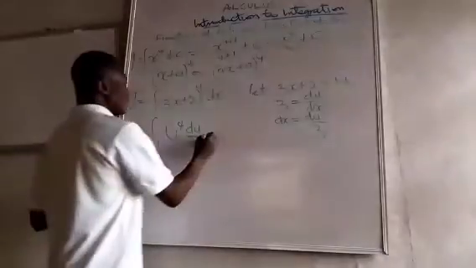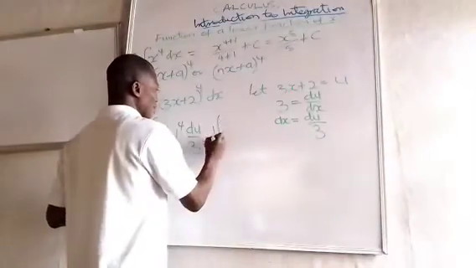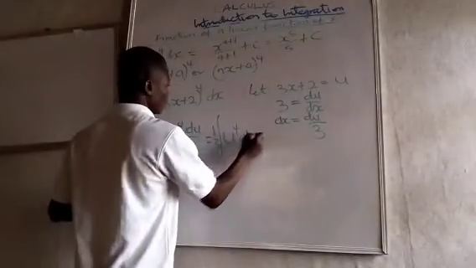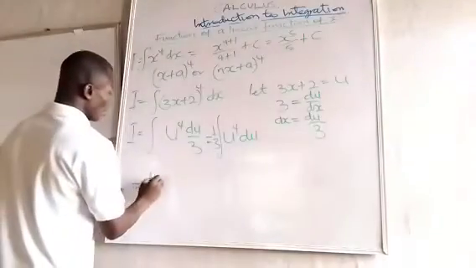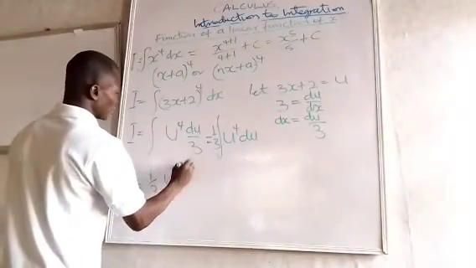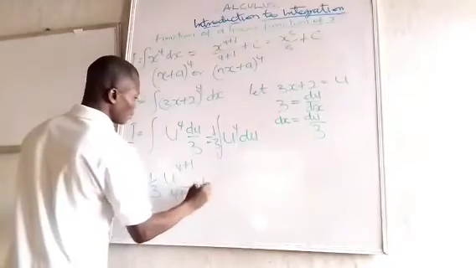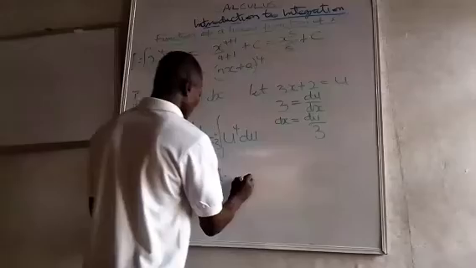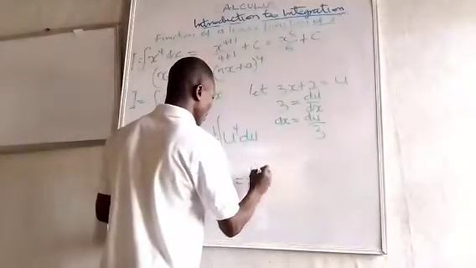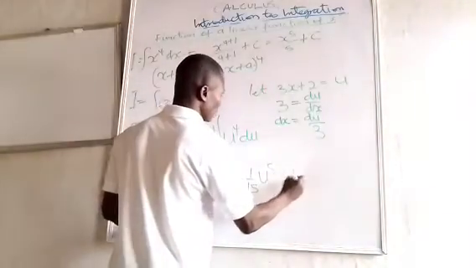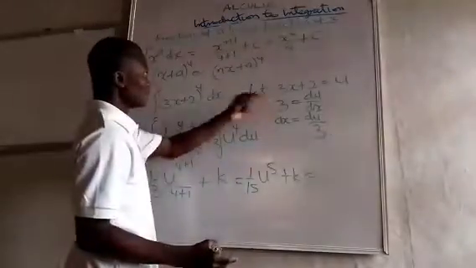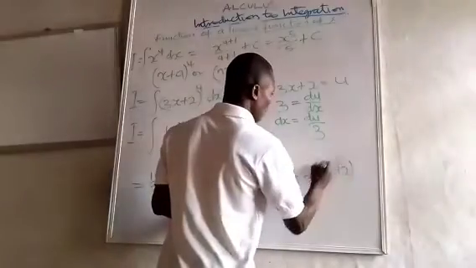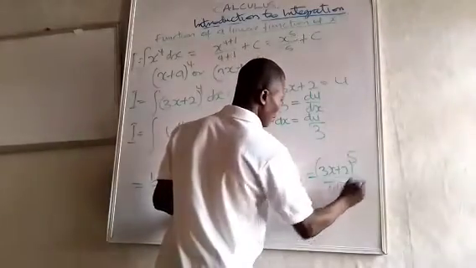Now, to make it easy, I can make it like this: 1 over 3 u raised to the power 4 du. So it's going to now be equal to 1 over 3 u raised to the power 4 plus 1 over 4 plus 1 plus k or c or anything. And that's going to give me 1 over 15 u raised to the power 5 plus k. And what is my u? 3x plus 2 raised to the power 5 over 15 plus k.